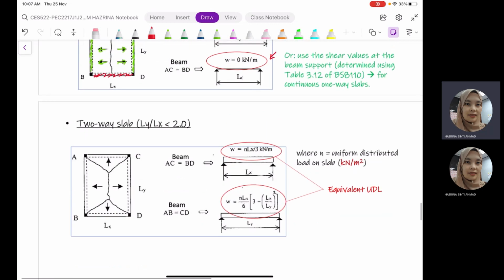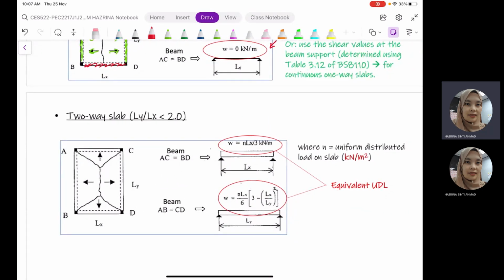The next one is for a two-way slab, right? Since it is catering for two-directional forces, with regards to the distribution of the loadings, we also need to consider two directions. So it can be calculated using this equation. These are the basic equations for the equivalent UDL. We can see from the figure that for beam AB and also beam CD, it can be calculated using this equation, whereas we have nLx over 3. So we are actually considering the transfer from these two trapezoidal shapes. So that is for beam AC and BD.